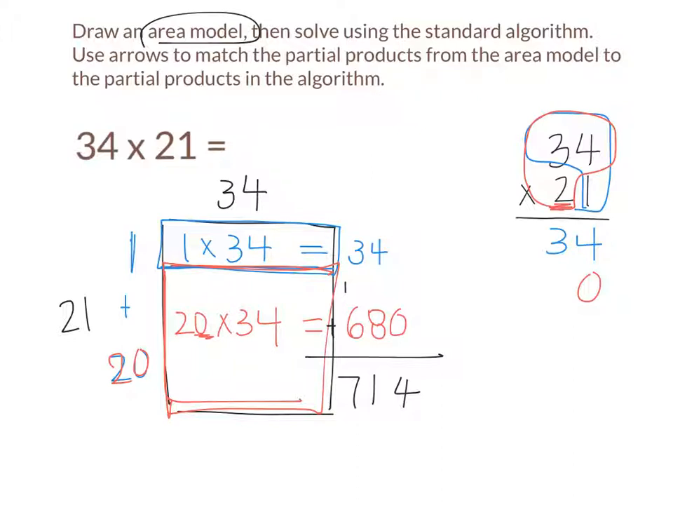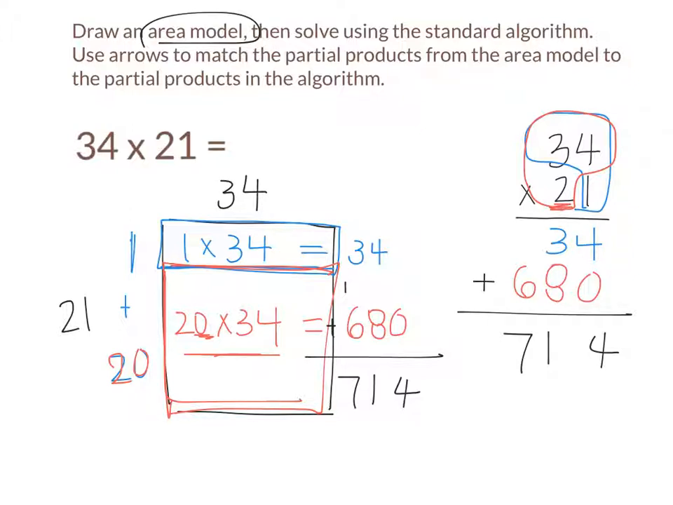Right? You're imagining there's a 0 there. What is 20 times 34? 680. Do you see how we already did that? Okay, so when you do the standard algorithm, you're basically finding the different partial products to get to the total product. Does that make sense? Okay, so it says draw an area model, then solve using the standard algorithm. Did we do that? Yep.